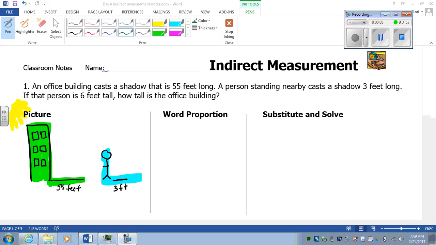Hi, this is Mrs. Champagne, and we're going to learn about indirect measurement. Let's start with example 1.